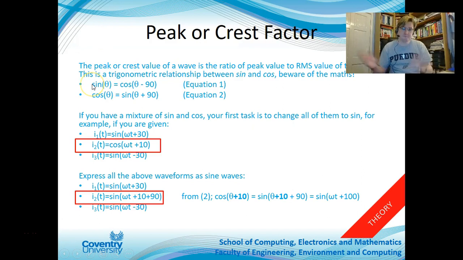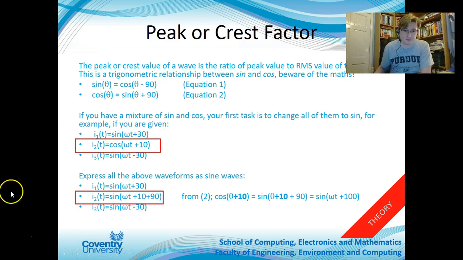So remember that sine is equal to cos minus 90, and cos is equal to sine plus 90. So if you have a mixture of sines and cosines, what you have to do is change everything to a sine wave. That's what we work on. Everything works with a sine wave.